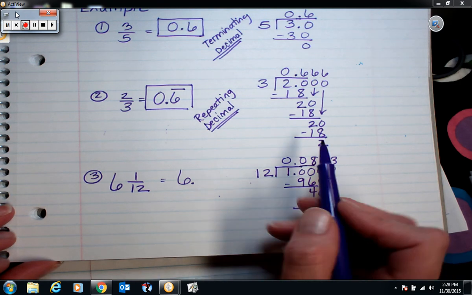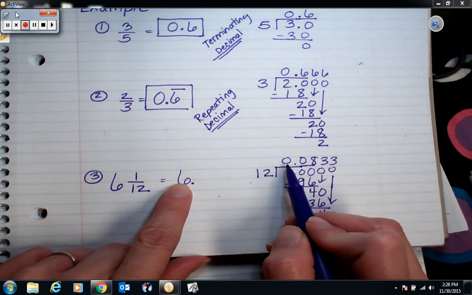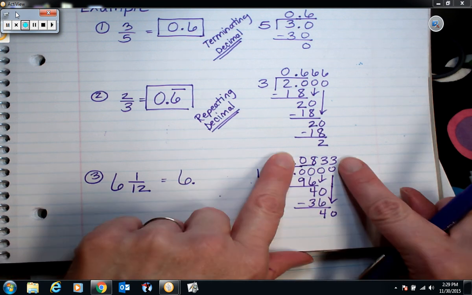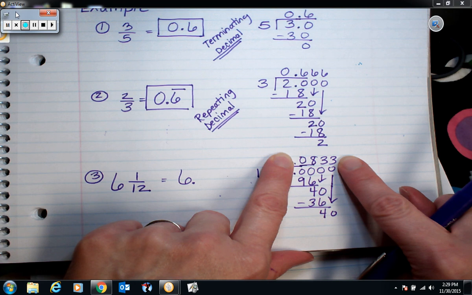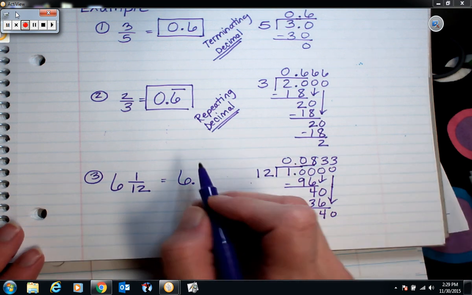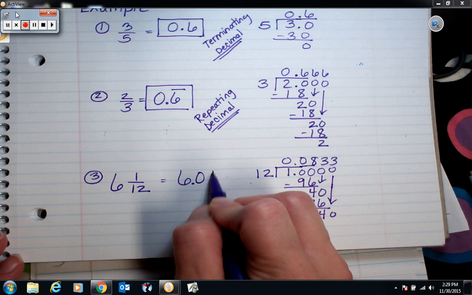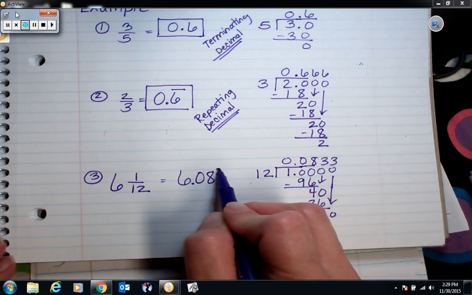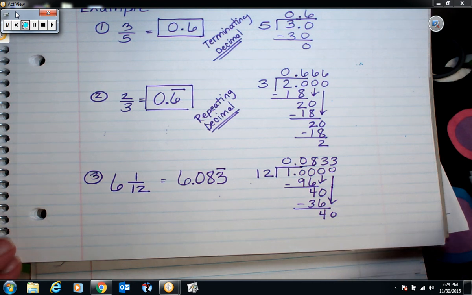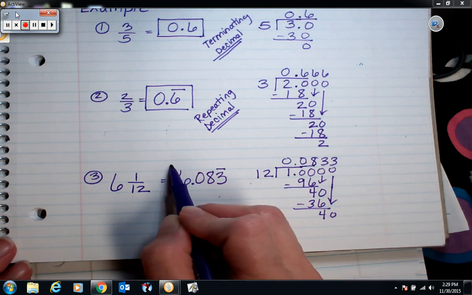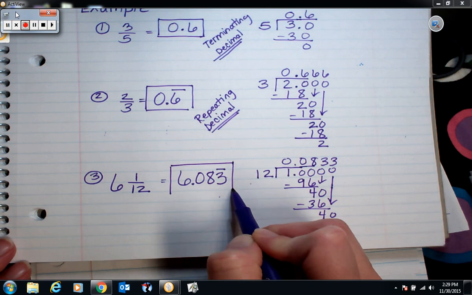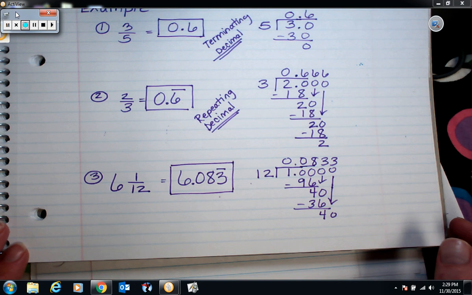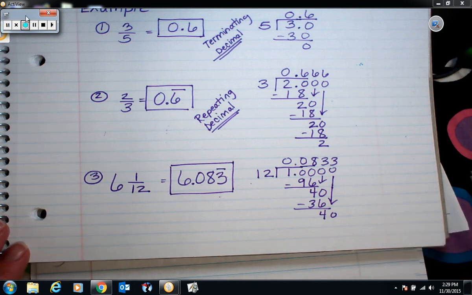Okay, so then I have to remember that I have a 6 in the ones place. I was just finding the equivalent to 1/12 over here. So now I want to take this decimal and tack it onto the 6 wholes I already have. So now I have 6 and 83 thousandths. And since I know that 3 is going to repeat, I'm going to go ahead and put a repeating bar above the 3. But if you have 6.083 as your answer, that's acceptable. All right, that's it. Good job.